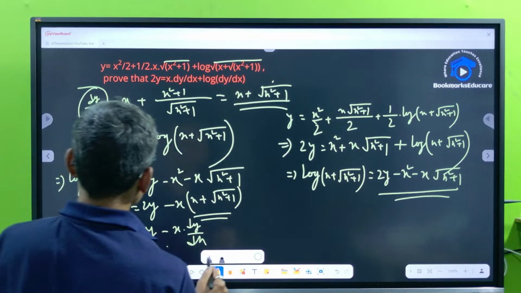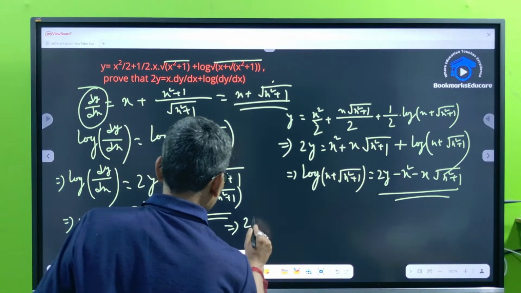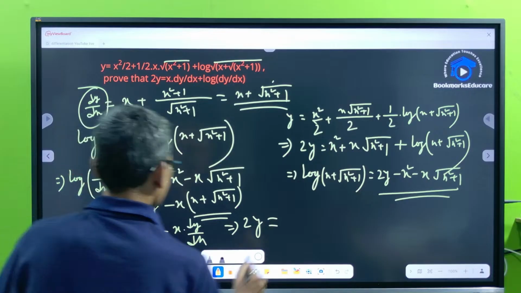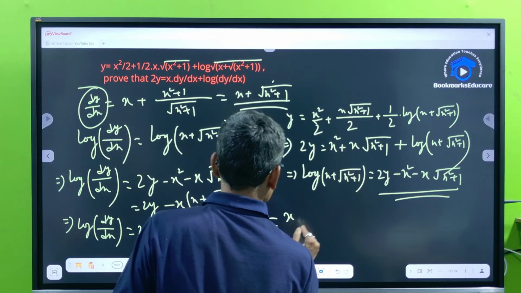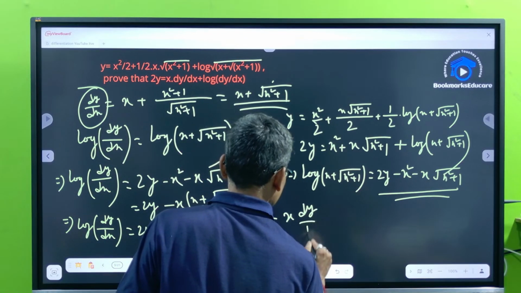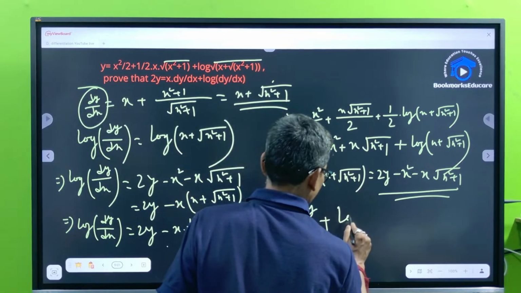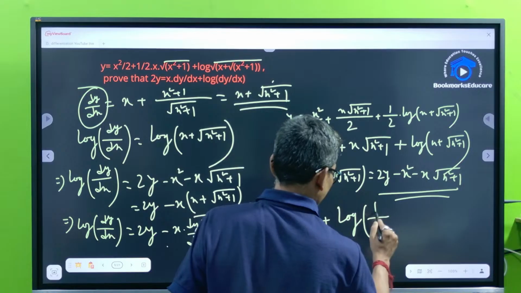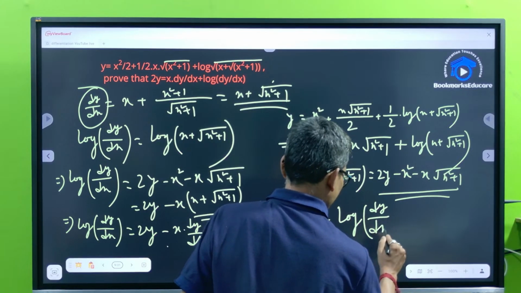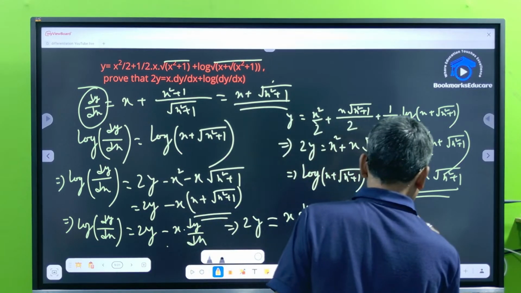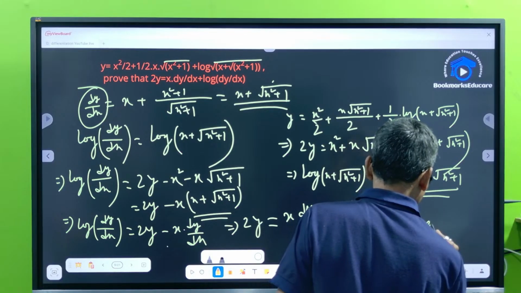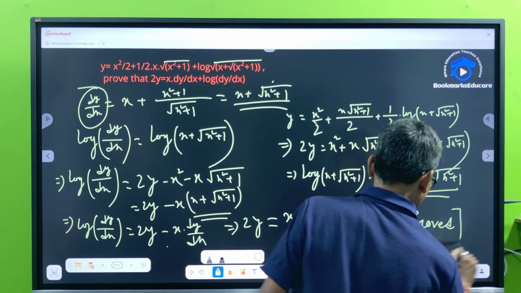So 2y is equal to x into dy by dx plus log of dy by dx. So proved. Clear?